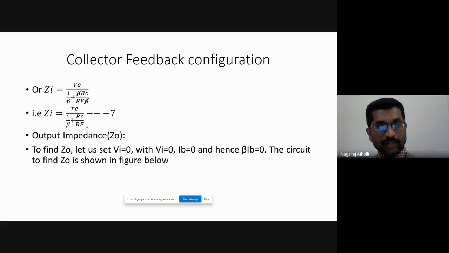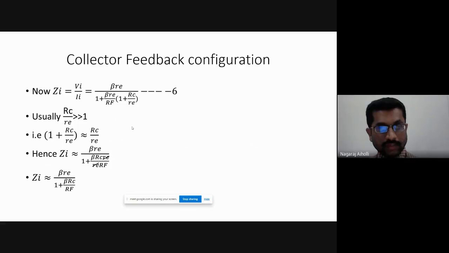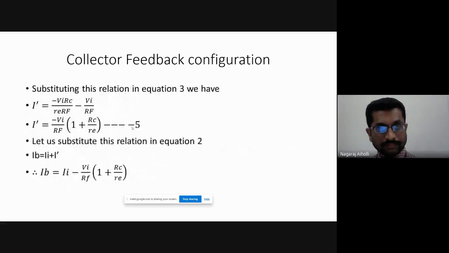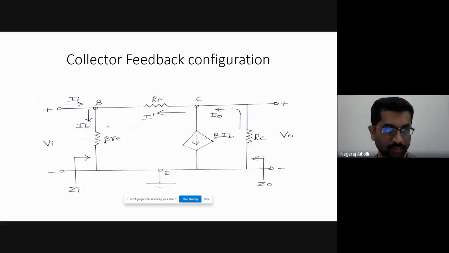Next is output impedance Z0. To find the output impedance Z0, we know that we have to make the active sources 0. Input voltage we have to make 0. If we make Vi equal to 0 here in the RE model, then II will be 0, then IB will also be 0. Input voltage is 0 means this current is 0. Therefore, IB will also be 0.